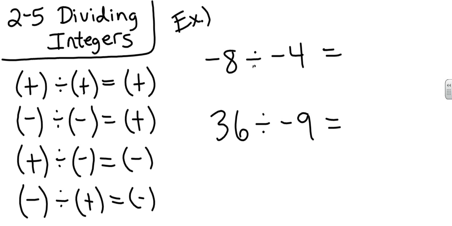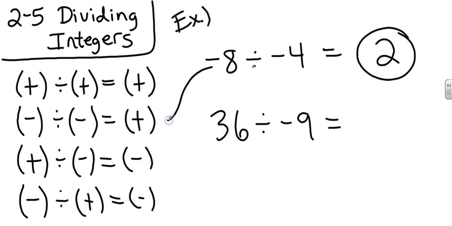Again, just like the multiplication, I like to look at the division and just do the numbers first. Don't look at the sign. Don't do anything else. 8 divided by 4, everybody could tell me is 2. Now, it's a negative divided by a negative, which tells me that my answer is positive. Okay, and this goes to this one right here. Negative divided by a negative equals a positive.